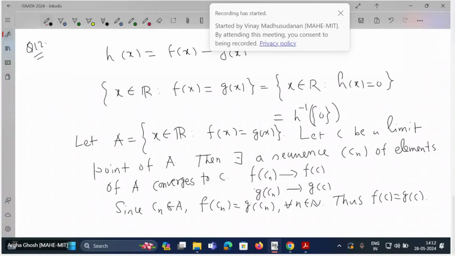Now f(c) equals g(c) means c is an element of A. Consequently A contains its limit points, and therefore A is a closed set. Okay. So this is another way you can solve it. Or you can directly prove that the set of all x where f(x) is not equal to g(x) is an open set. Is it clear? Both ways you can solve it, or there are many different ways.